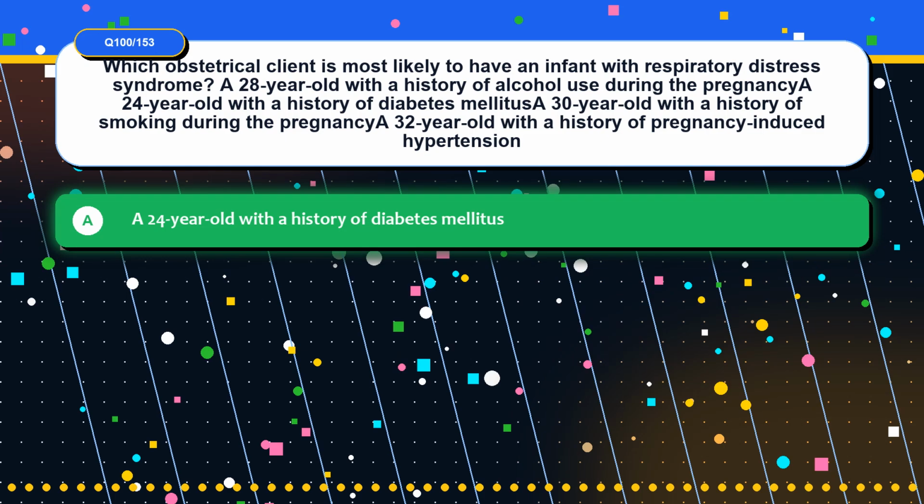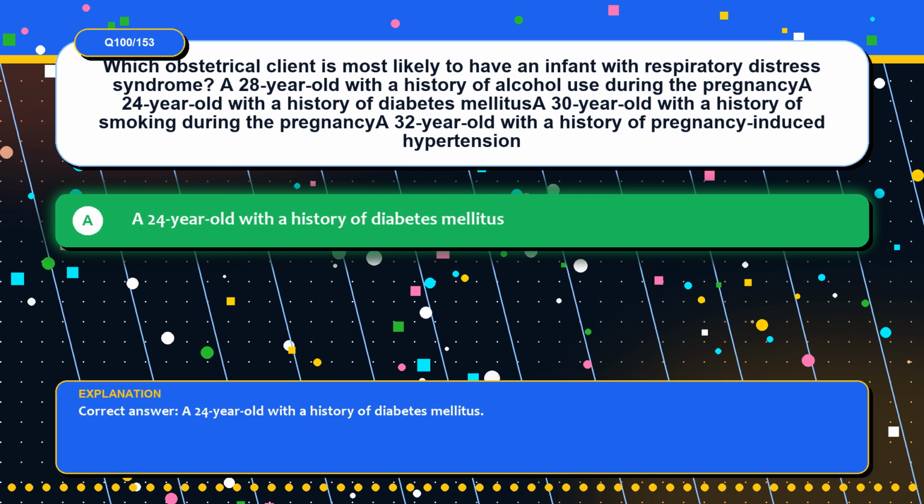The correct answer is option A. A 24-year-old with a history of diabetes mellitus.